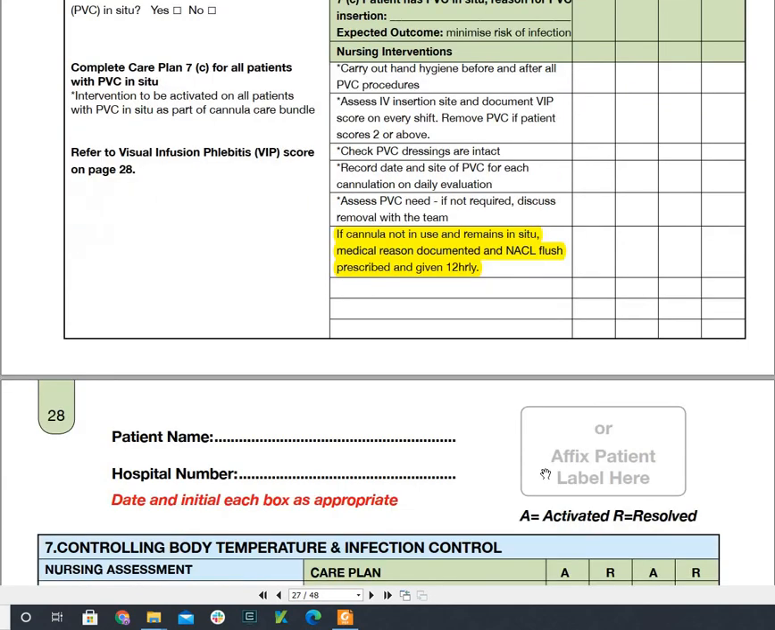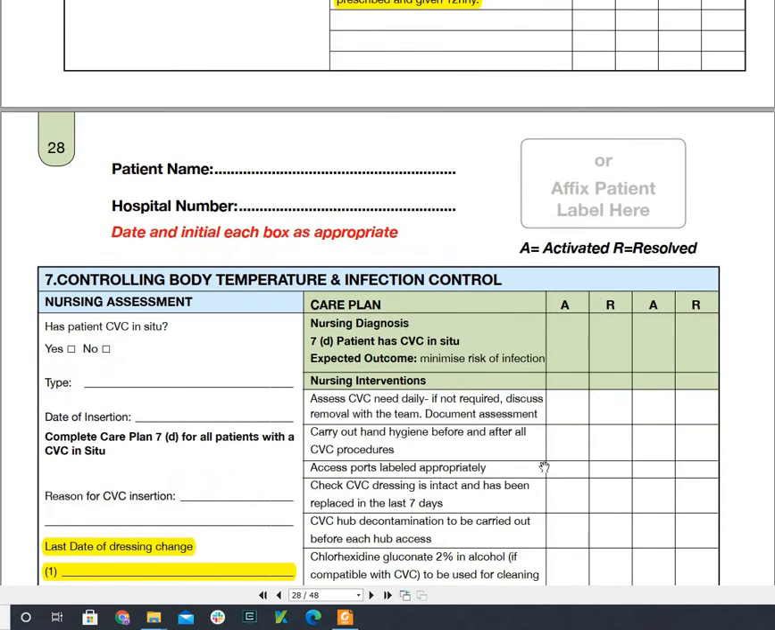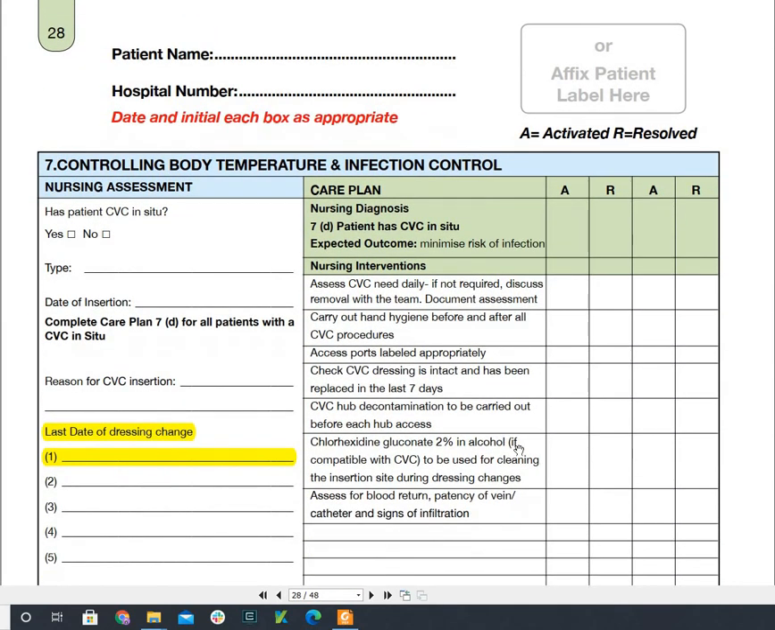Okay, so we'll just move down along to page 28, and here is our central line assessment. So if your patient has a CVC in situ, tick yes or no, the type, the date of insertion, complete Care Plan 7D for all patients with a CVC in situ. So the reason for our CVC insertion we document here, and the last date of dressing change we can document here. Okay, so over to our care plan. 7D, patient has CVC in situ and the expected outcome, minimise risk of infection.